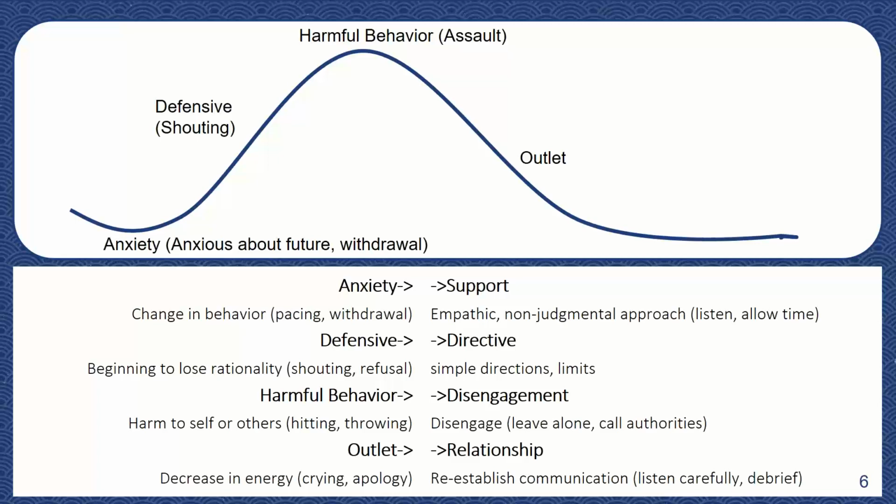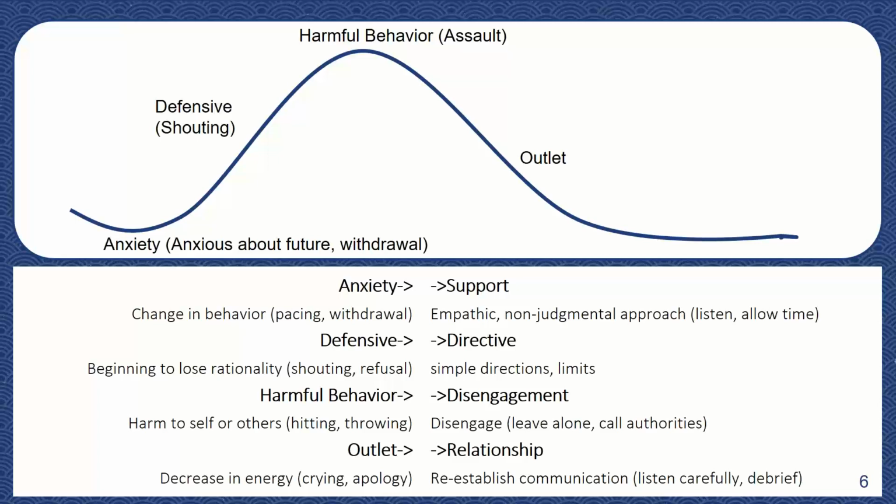Again, beginning to lose rationality, we're past being able to sit down and rationalize with somebody in this stage. And again, we can shorten these curves if we approach somebody in the defensive stage with those direct limits. If we can get them to sit down, have a drink of water, then we can get back to the anxiety stage, and then we can allow time and we can listen to what's going on.